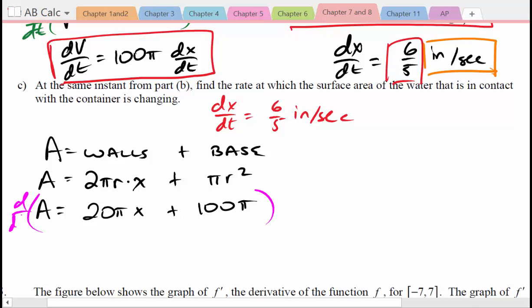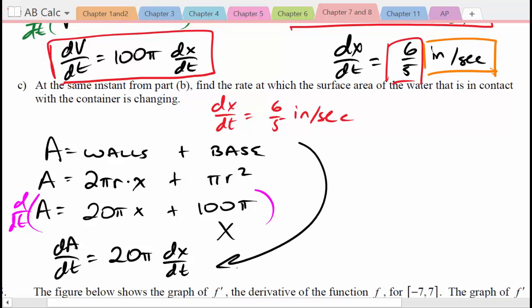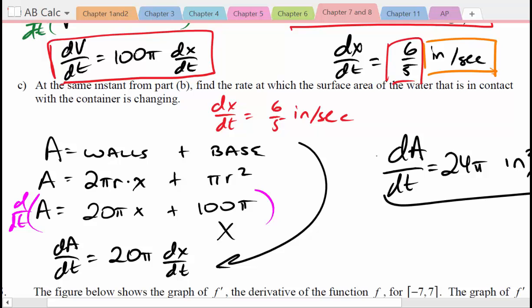If I take the derivative, I'll get dA/dt equals 20 pi dx/dt, and then this is a constant, so this turns into 0. I need to plug in dx/dt, which is 6/5, and if I plug in 6/5 and multiply by 20 pi, I will have 120 divided by 5, or 24 pi. Now this will be inches squared per second, because it's the change in area over time.